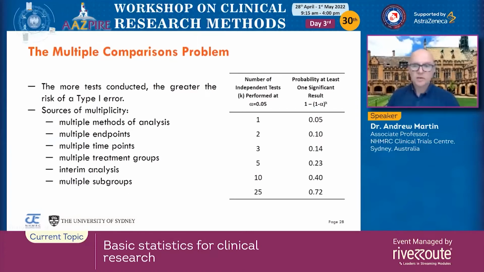It might be that we're looking at the data in a group sequential fashion and performing interim analyses as the data accumulate over the course of a clinical trial. Or it could be that we've got multiple subgroups of interest and we're doing multiple subgroup analyses. And that's the topic I want to move on to in a moment.